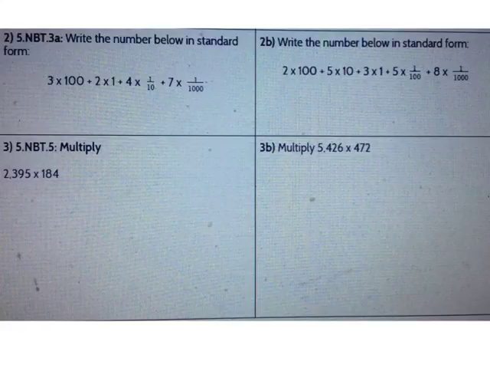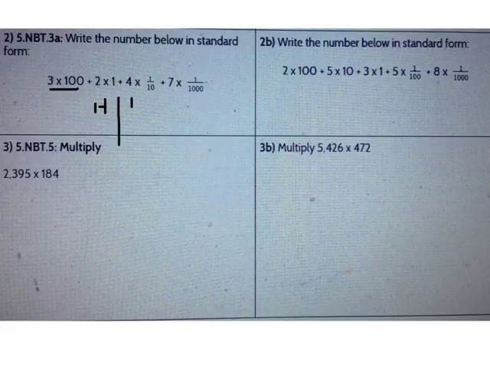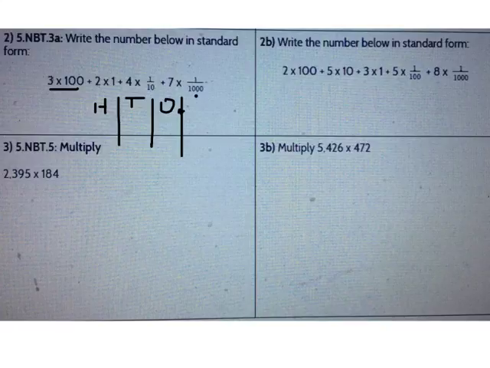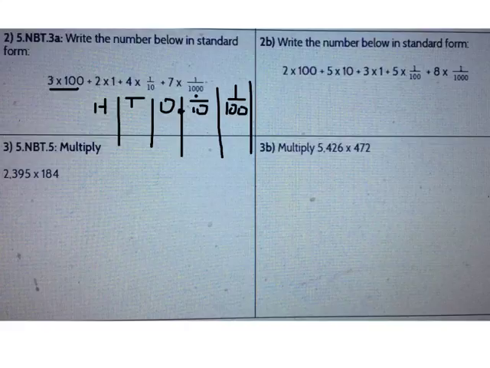Now let's write some numbers in standard form. Remember, when a number is written in expanded form, I can write it in standard form because each digit is multiplied by its place value. So let's draw a place value chart quickly. Hundreds, tens, ones. Remember, the decimal comes after the ones place. Then tenths, hundredths, and thousandths.